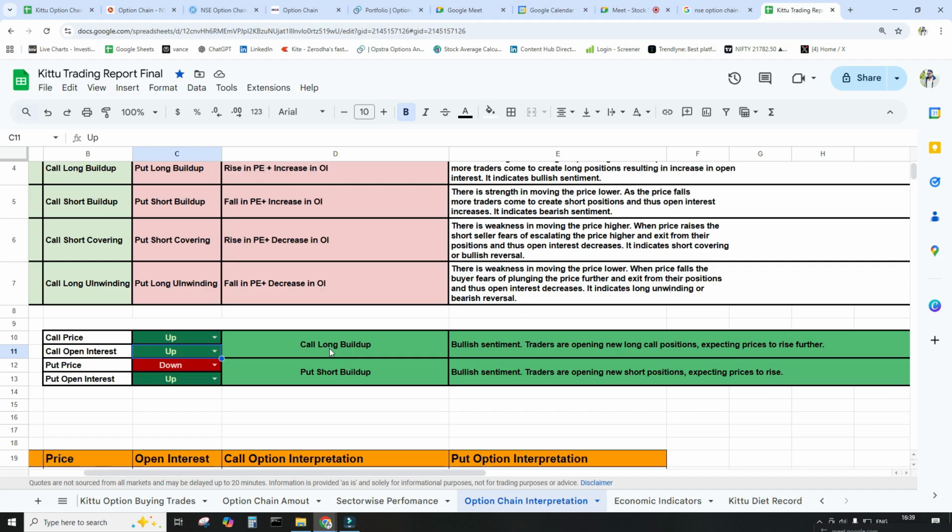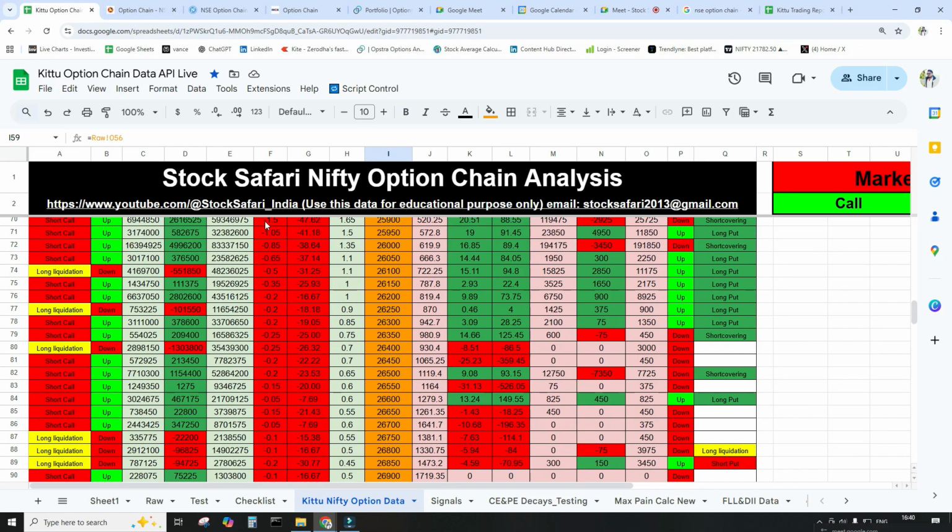People are ready to buy whatever the price is at that particular contract. People are seeing there is some good spike up happening in the Nifty, maybe some good news floating in the market. It can be multiple reasons. There are traders who are opening new long call positions, expecting the prices to rise further. So that's where people are buying the contracts. New buying opportunity was happening in the market.